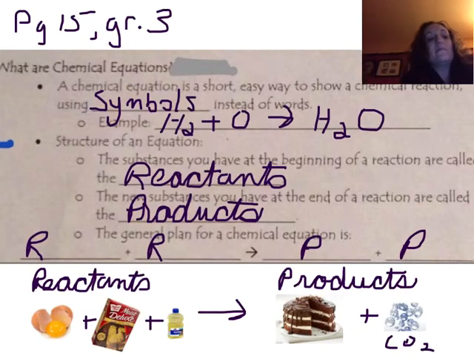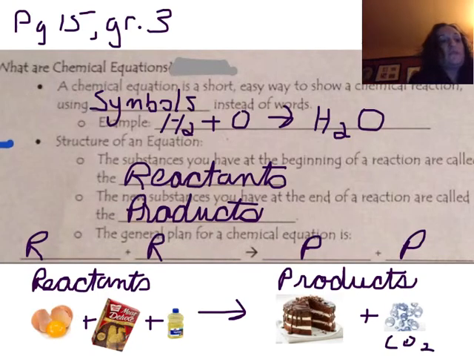If I were baking a cake, the reactants would be eggs and cake mix and oil that would yield a chocolate cake, yum, minus the frosting, of course, just pretend the frosting's not there, and carbon dioxide bubbles, because that's what's created when you bake a cake. That's what causes all those little holes in the cake. So those are the products. So I have reactant plus reactant plus reactant, in this case, yields product plus product.